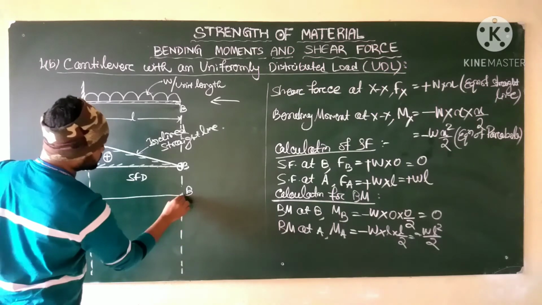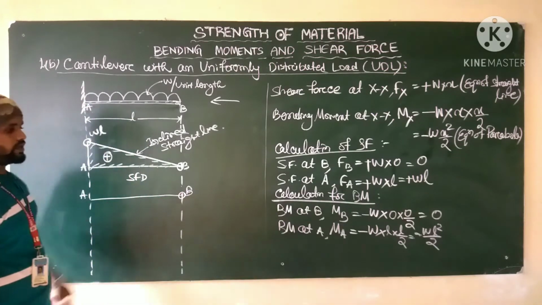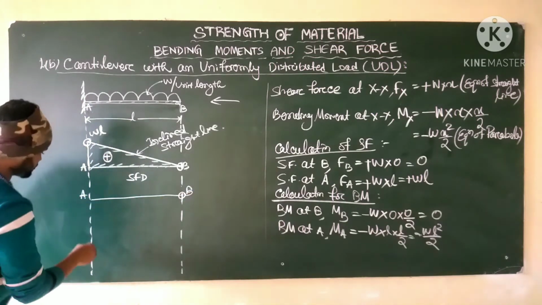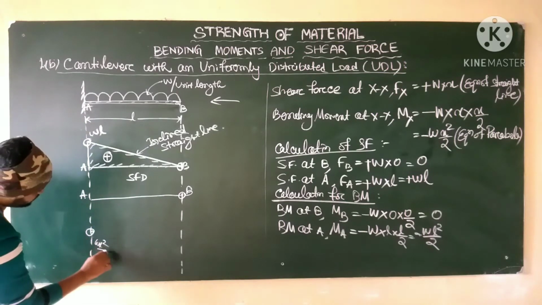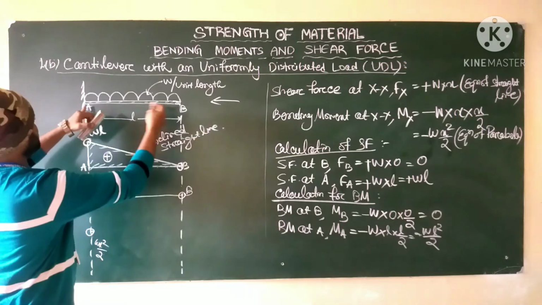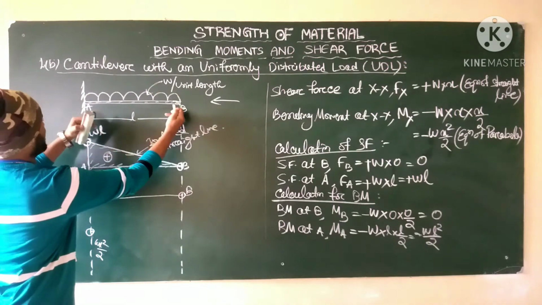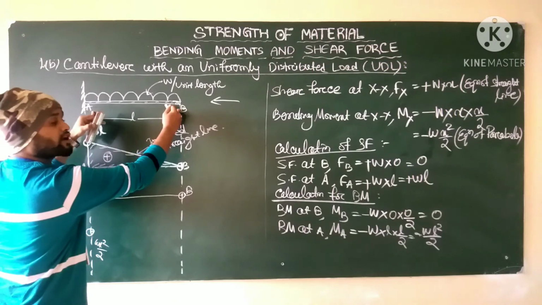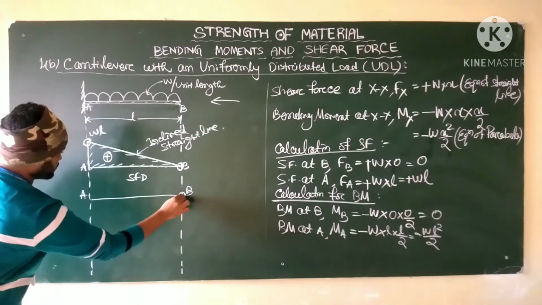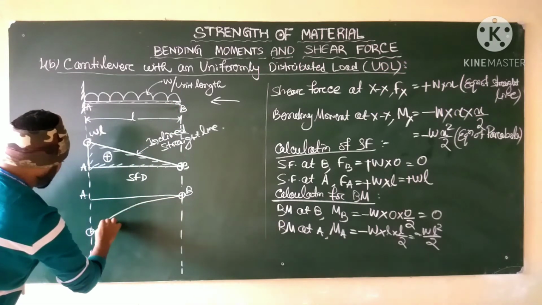At point B how much? 0. That means this one. At point A how much? Minus WL square by 2. Assume this is WL square by 2. If there is a UDL between 2 points, then the bending moment line becomes a parabolic curve. So this is a parabolic curve.